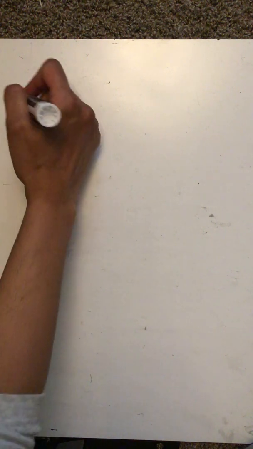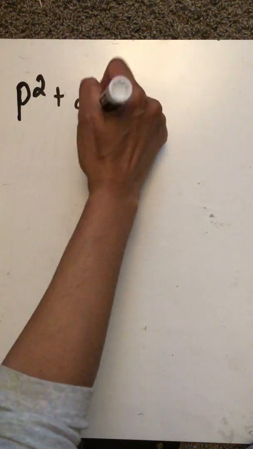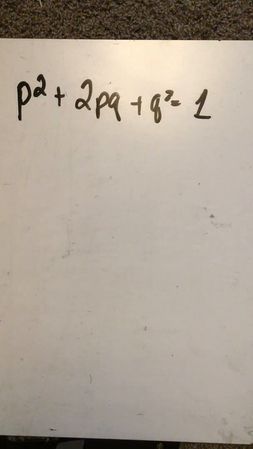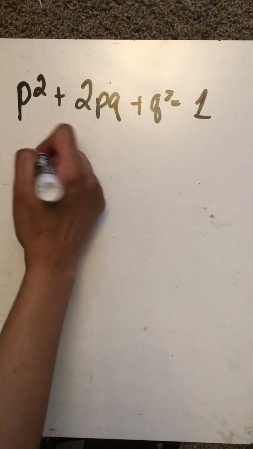You can't wait to see how Hardy Weinberg works, where we're doing this p squared plus 2pq plus q squared is equal to 1. Now, I already explained to you in the last lesson the assumptions we make when we use this equation: that the population is not evolving, the allele frequency of the population stays the same, there's no alleles entering or leaving, and there's no mutations happening.